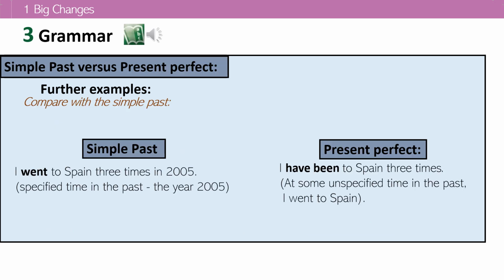Simple past versus present perfect. Let's take further examples to compare between simple past and present perfect. Simple past: I went to Spain 3 times in 2005. Specified time in the past, the year 2005. We know when he went to Spain. Present perfect: I have been to Spain 3 times. At some unspecified time in the past, I went to Spain. We do not know when he went to Spain.